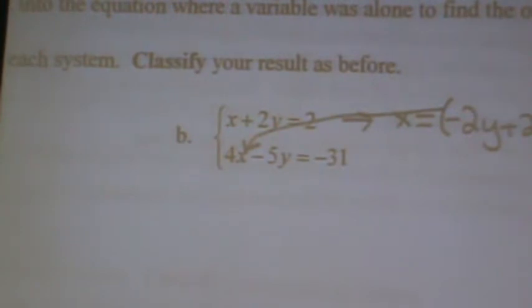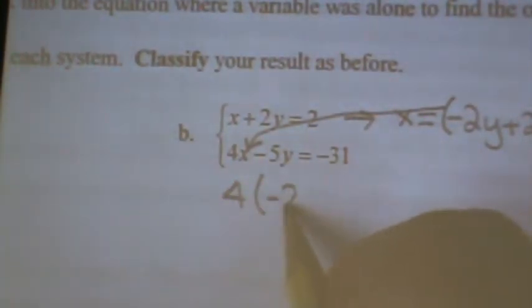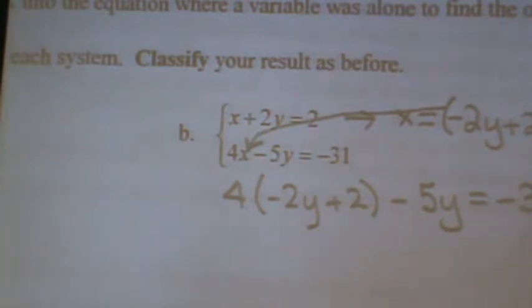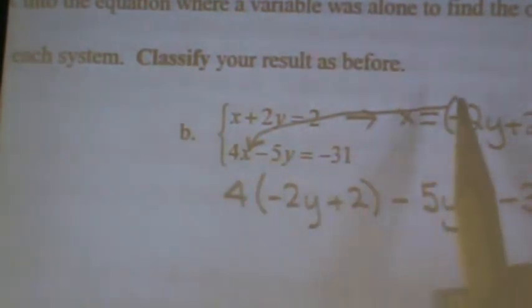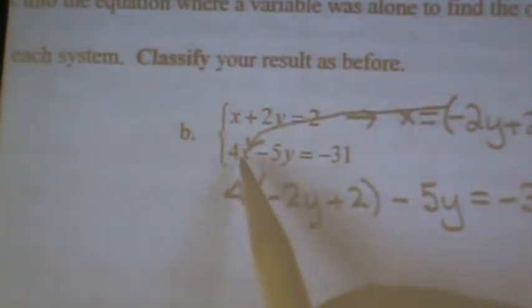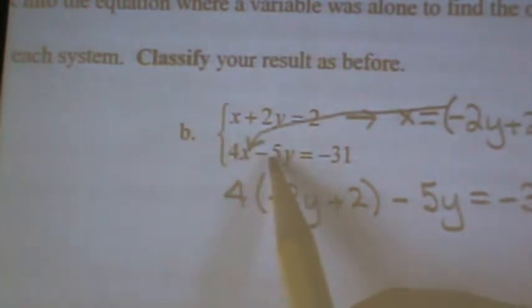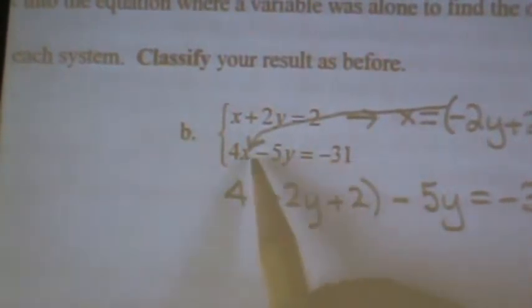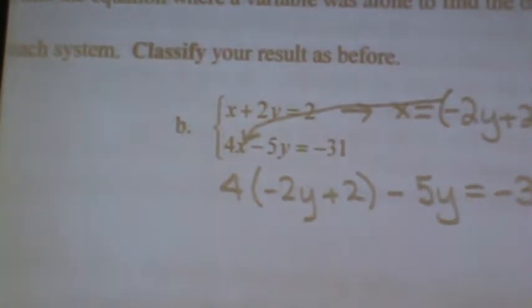I think it helps me to draw arrows. The arrows direct me into where I'm going. So then my eye goes, okay, 4 times negative 2y plus 2 minus 5y equals negative 31. Sometimes people, if I don't draw an arrow, your eyes might go to 4x minus 5y equals 2. So this just helps me keep focused on this line right here so I don't make a mistake.